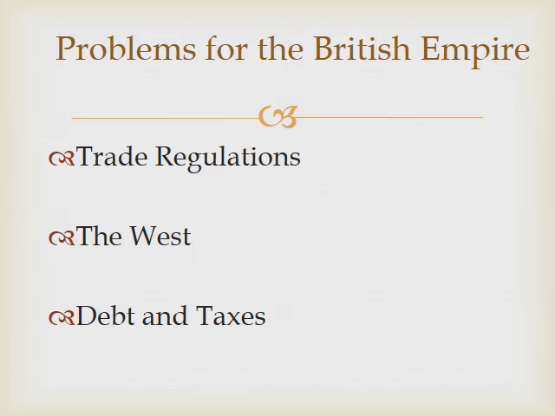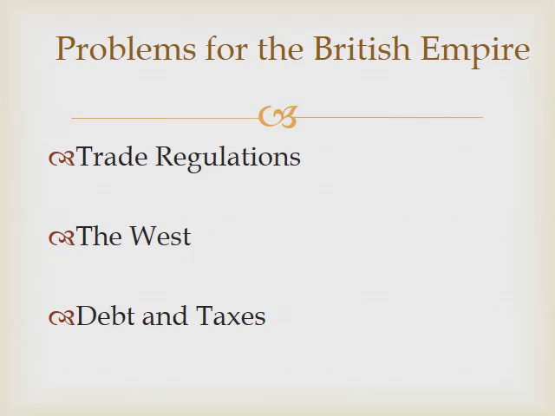So at this point, the Revenue Act of 1764 was passed. This was the first time the British used custom duties to earn money from the colonists. Not just to regulate trade, but to earn money from the colonists.